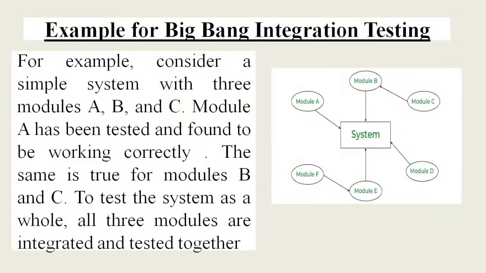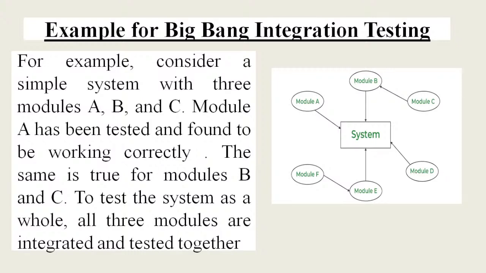Okay, so next one, example for the Big Bang integration testing. Consider a simple system with three modules. We have a simple system which contains three modules named as module A, module B and module C.